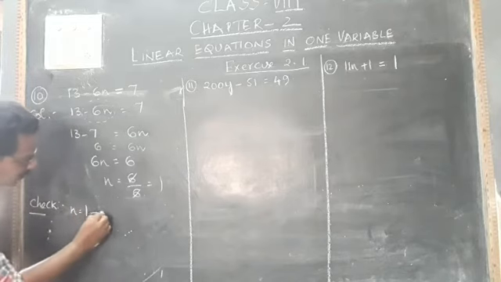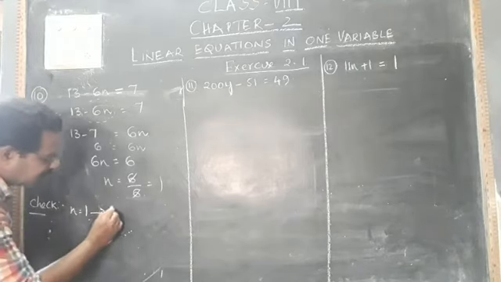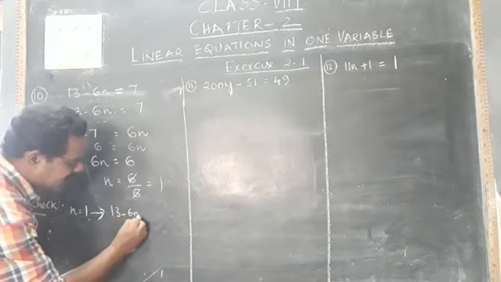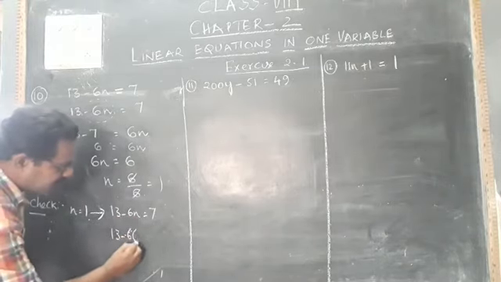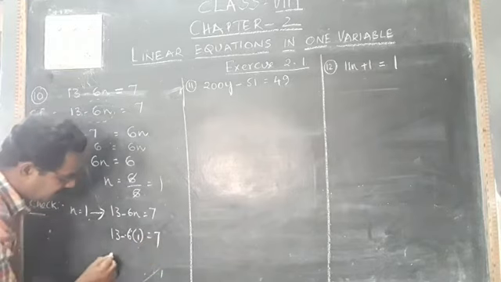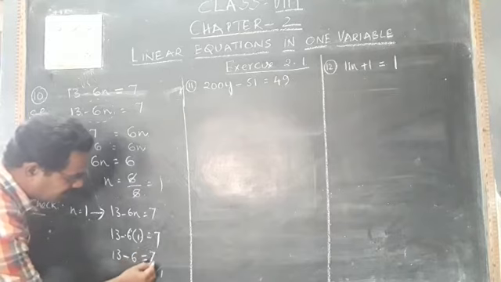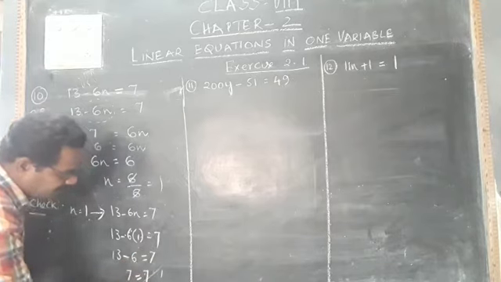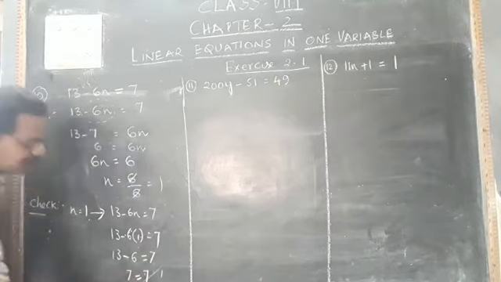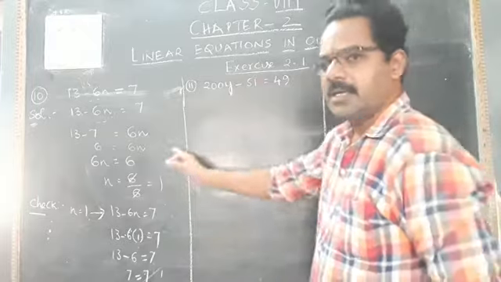Take n is equal to 1 in the equation 13 minus 6n is equal to 7. 13 minus 6 into 1 is equal to 7. 13 minus 6 ones is 6, so 13 minus 6 is equal to 7, that is equal to 7. Both sides, left hand side is equal to right hand side. Okay. So that is the 10th sum.